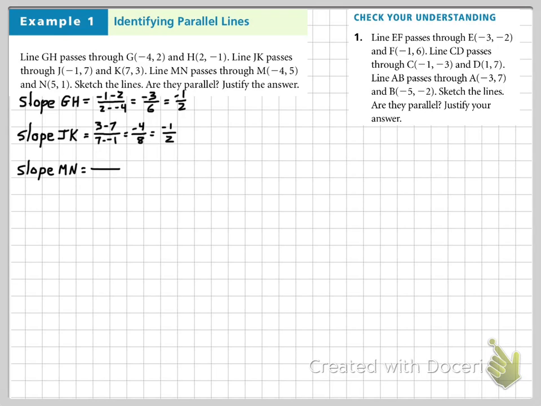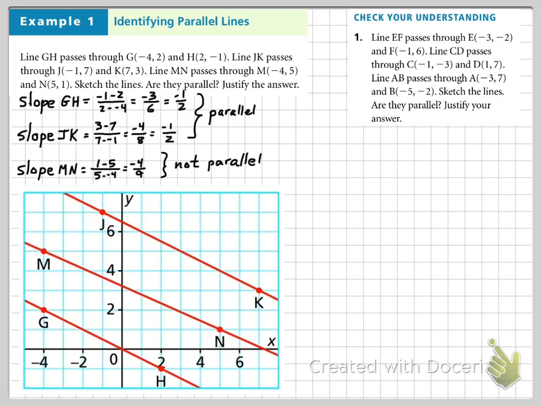Let's look at the last line, MN. Well, this time I'm going to go y2 minus y1, which is 1 minus 5, which is negative 4, over 5 minus negative 4, which is 9. Well, this one's different. So I can say that the first two are parallel, the second one is not parallel.